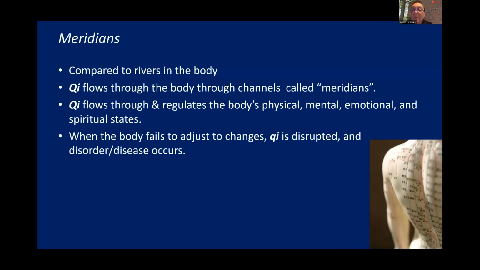The meridians which the qi flows through in the body are compared to rivers, because traditional Chinese medicine developed in agrarian China. Qi flows through the body through channels called meridians. Qi flows through and regulates the body's physical, mental, emotional, and spiritual states. When the body fails to adjust to changes, qi is disrupted, and disorder and disease ensue.